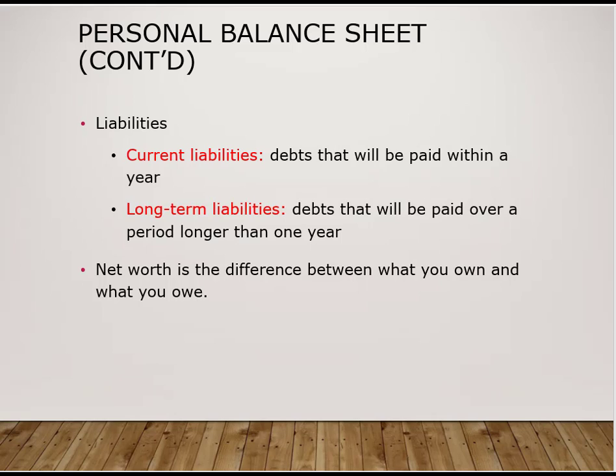On the liability side, we're really going to break these into two areas. There's current liabilities and long-term liabilities. Current liabilities are all those things that you're going to expect to pay for within a year. Long-term liabilities then is everything else. It takes longer than a year to pay them off. And again, as we mentioned, net worth is the difference between what you own and what you owe.